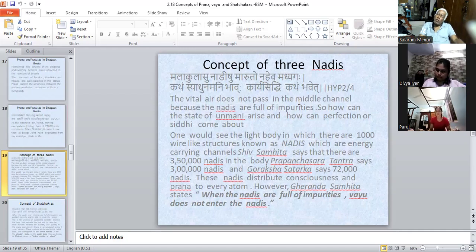Sahaj Kumbhak happens without the closing of the nostril. You imagine yourself without the fingers, not the thumb on the right and the other two fingers on the left side. Just do Nadi Shuddhi Pranayama without closing the nostrils. You feel the left nostril is in it, there's a stoppage of the breath. It's an imagination.